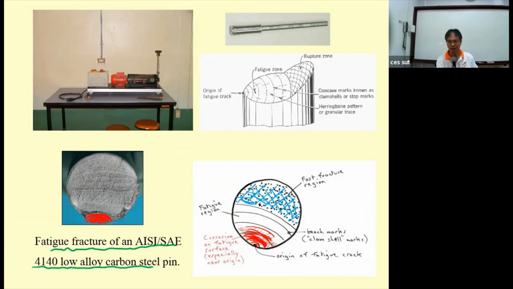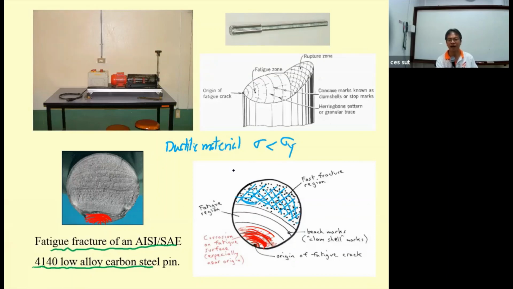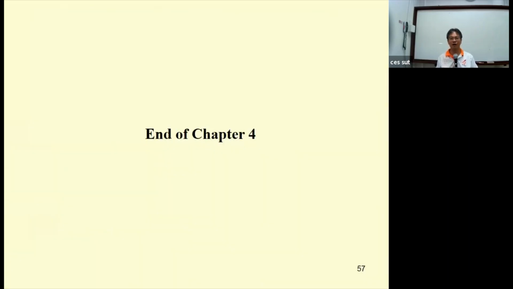Ductile material such as steel and aluminum, with stress less than sigma sub y, under fatigue has brittle failure due to this kind of crack propagation. Okay, and that is what we have for chapter 4.